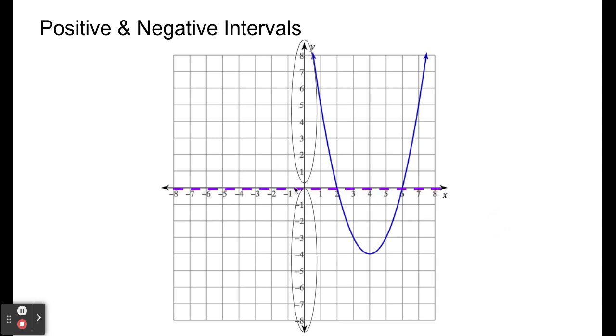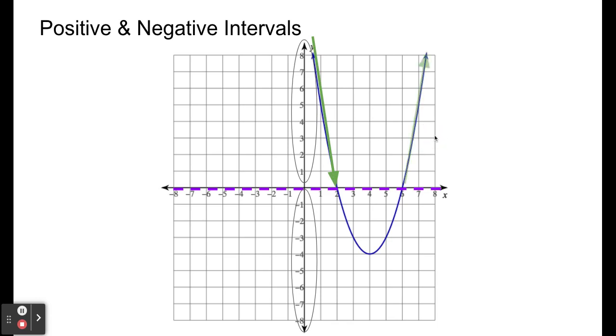Above the x-axis is where our y values are positive, and below the x-axis is where our y values are negative. So if we look at the graph, we can see that this separates our parabola into 3 different pieces. So we have this piece here, which is positive. It's above the x-axis. These y values at any point on this piece of the graph are positive.